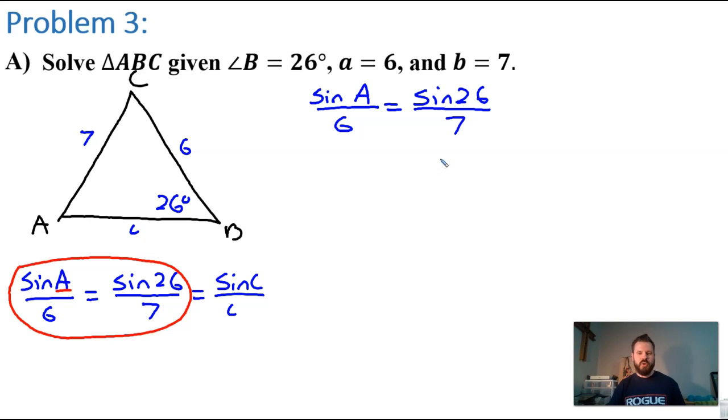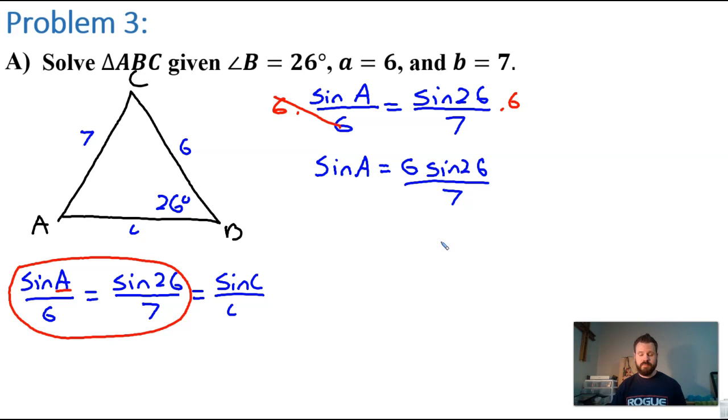Now here I'm not going to cross multiply and divide all the way. I'm just going to multiply both sides of this equation by 6, because right off the bat, that's going to get the sine A by itself. So we can say sine A is equal to 6 sine 26 over 7. Now, if you did take both cross products and multiply by the 7, you just divide that out. My goal is to get the A by itself, so we'll start by getting the sine A by itself.